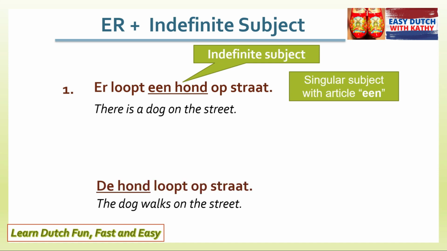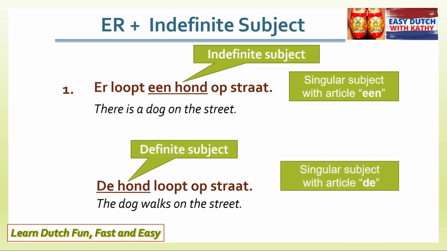De hond loopt op straat. The dog walks on the street. So this subject is a definite subject because it is singular and it goes with article de.